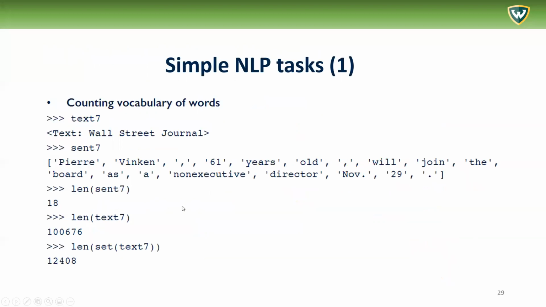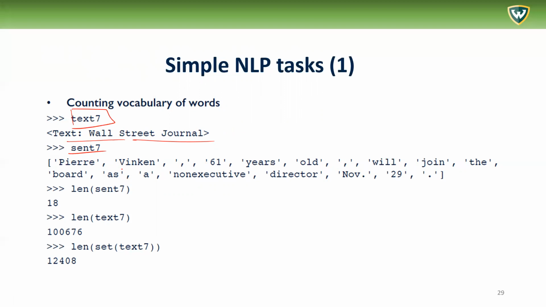So let's look at an example here. Some of the simple ones, for example, counting the vocabulary of words. Assume here we have a set of text, text 7, and this text 7 is a set of sentences from Wall Street Journal articles, and we will identify sentence number 7.